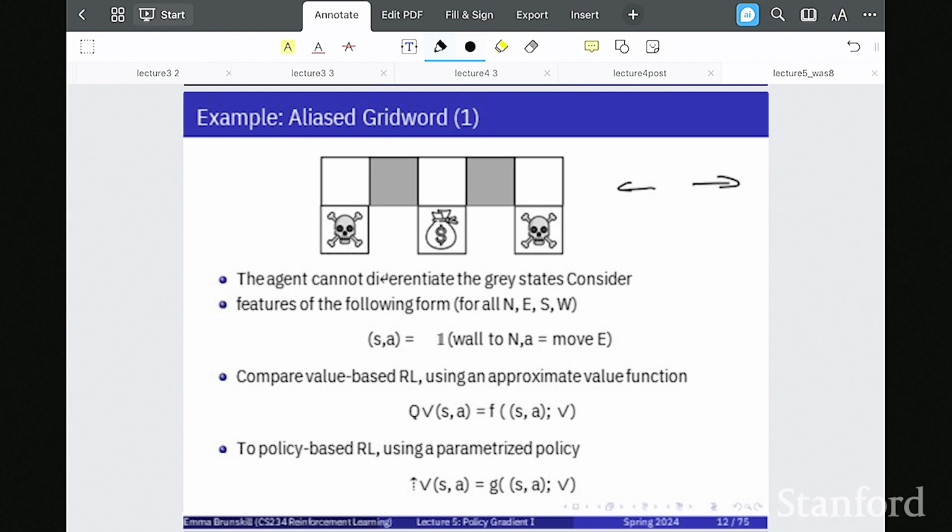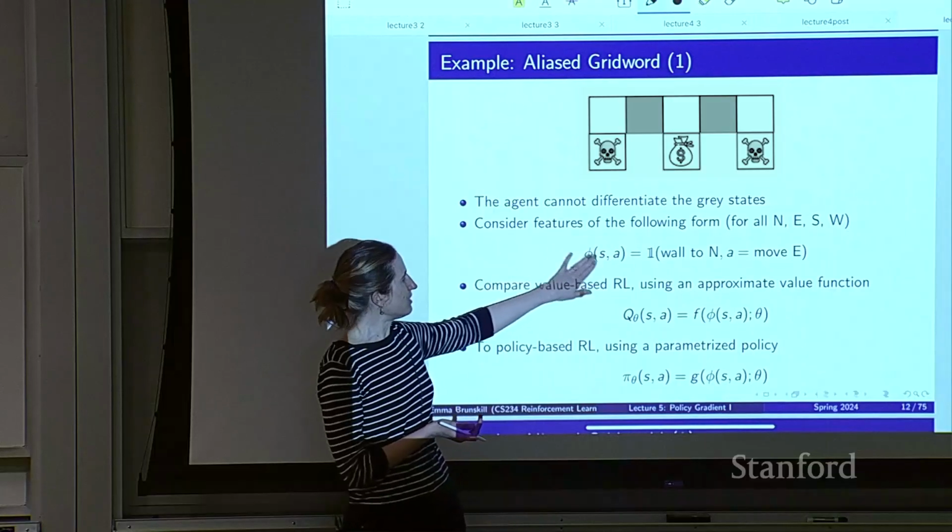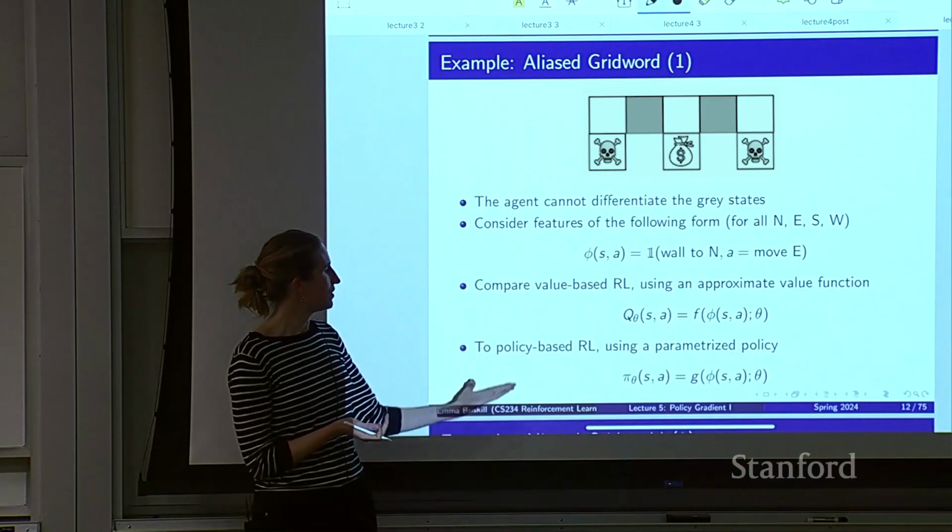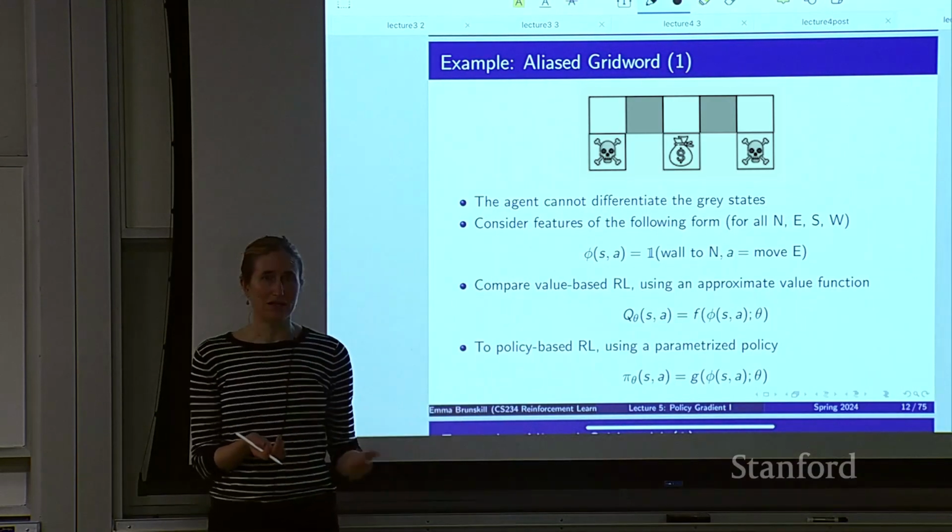So you could have a value-based reinforcement learning representation where you use an approximate value function, where you take in this as the state representation, or you could have a policy-based one that takes in those.